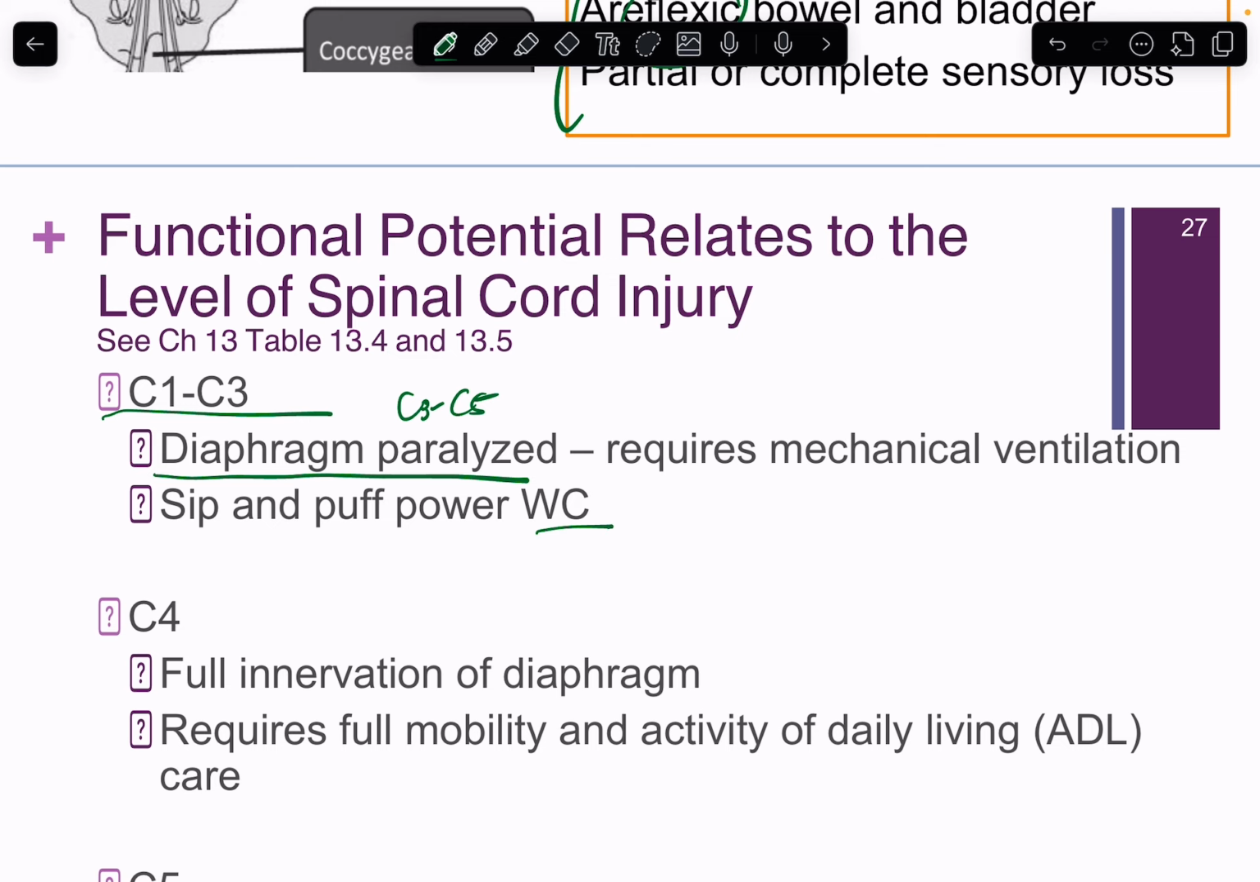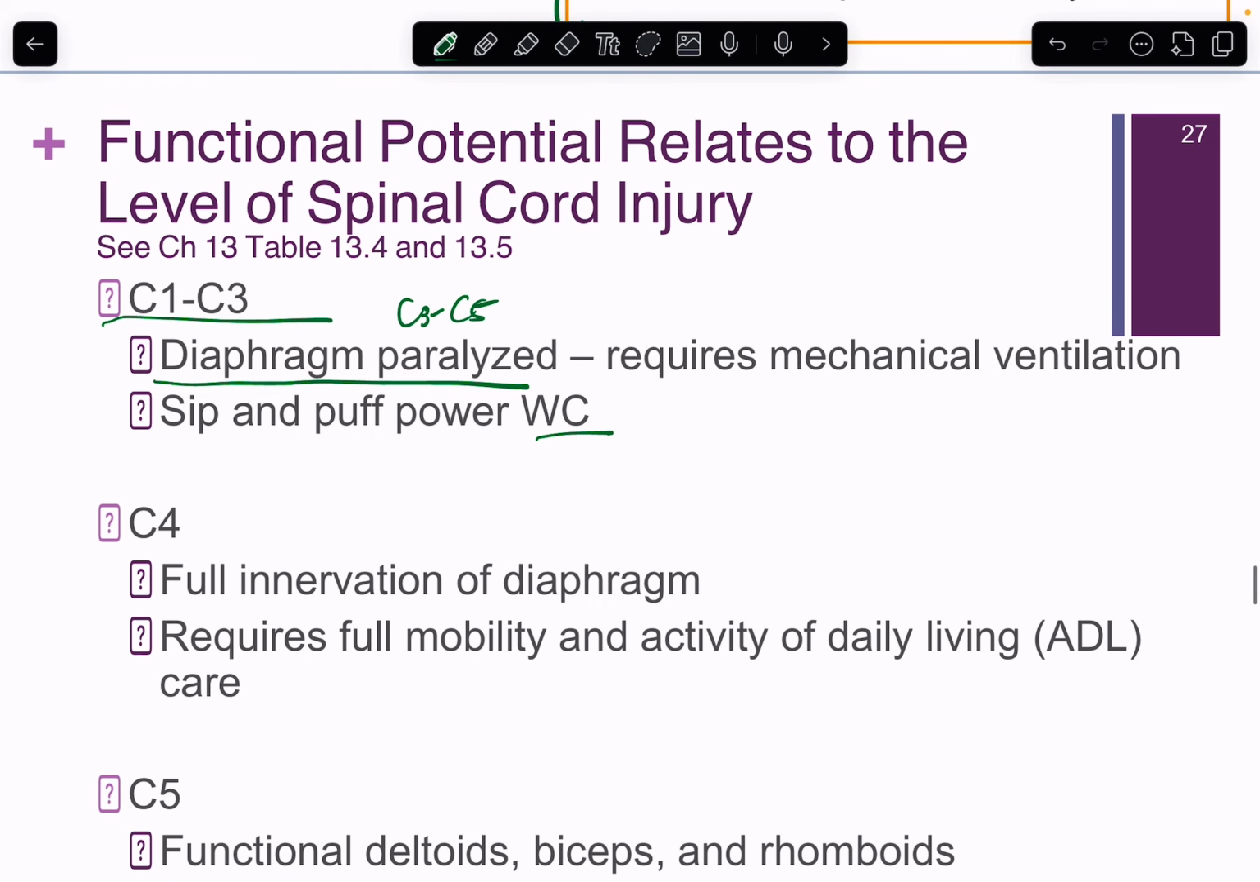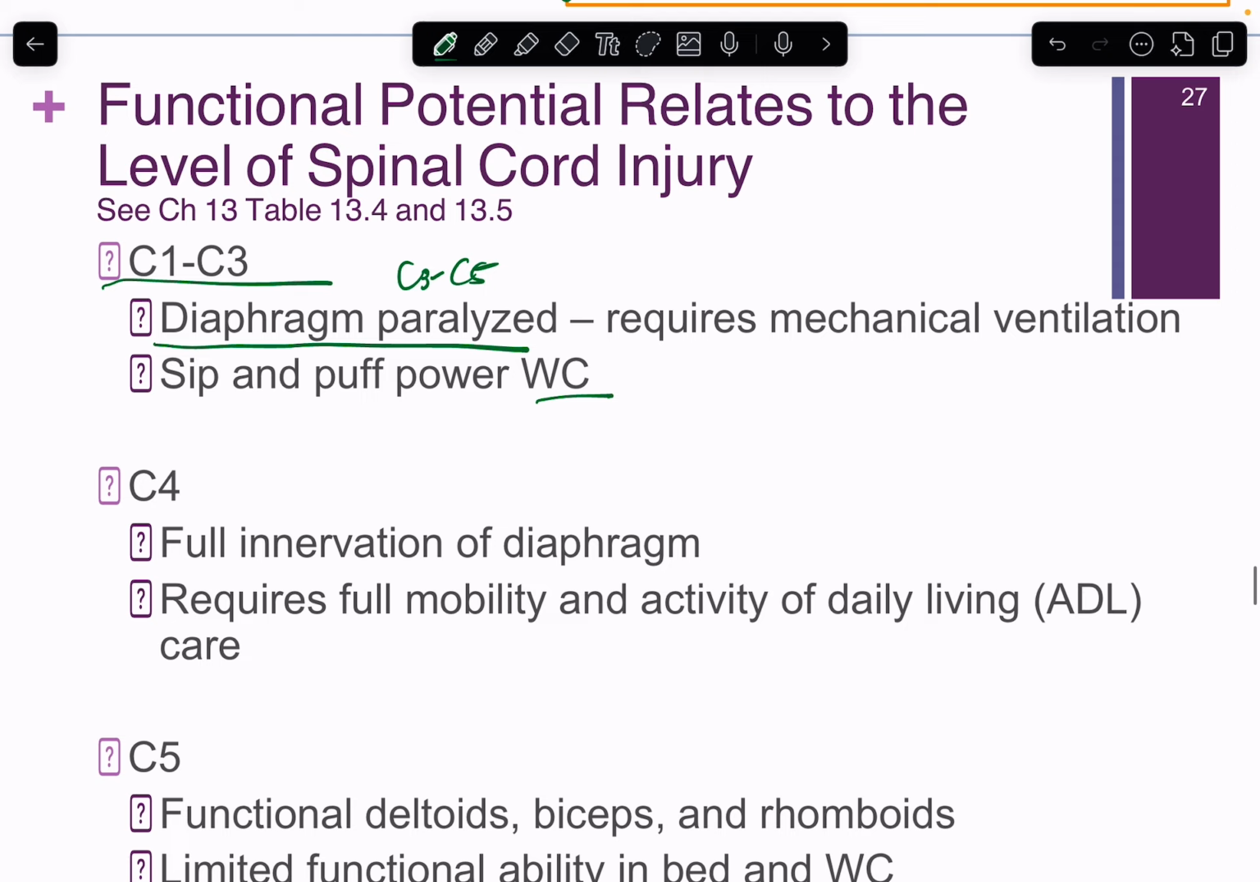And what kind of wheelchair will they use? They can still use the sip and puff power wheelchair. There will be no neck movement to help. At C4, there's now full innervation of the diaphragm because it is partially innervated by C3 and C4. The only ones not functioning are below C4, which is C5 and below. So C4 is fully innervated, I mean, the diaphragm is fully innervated.